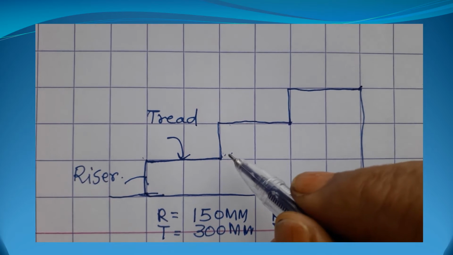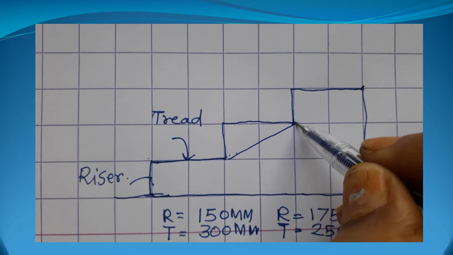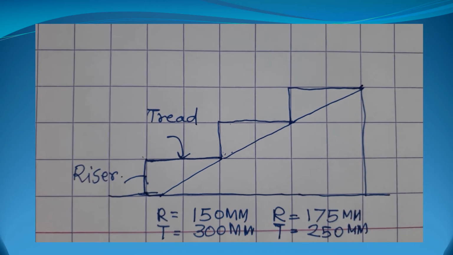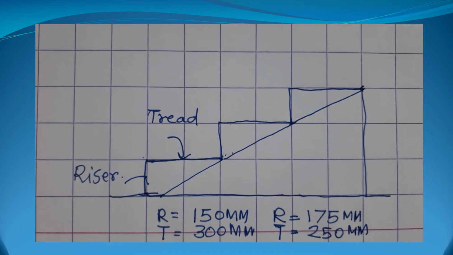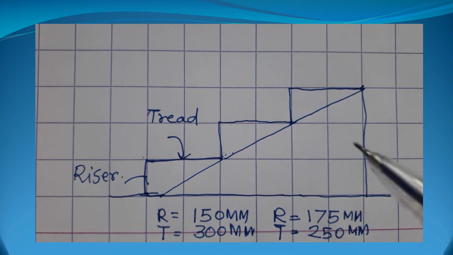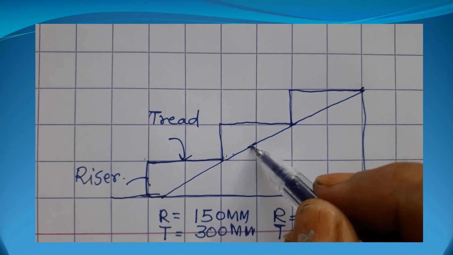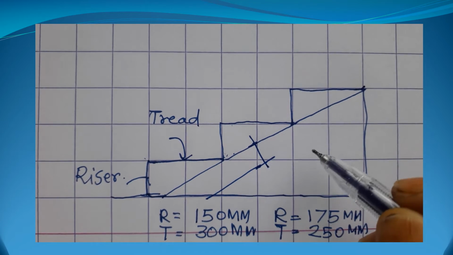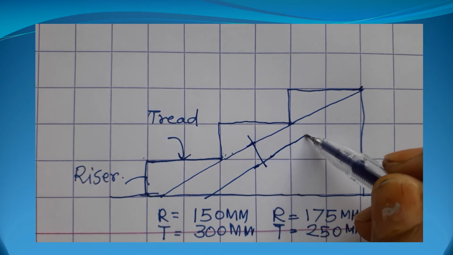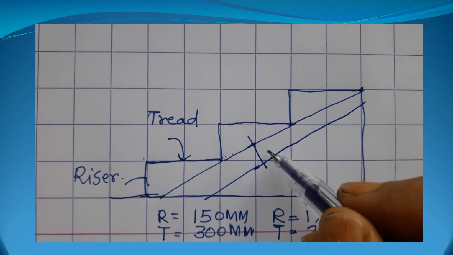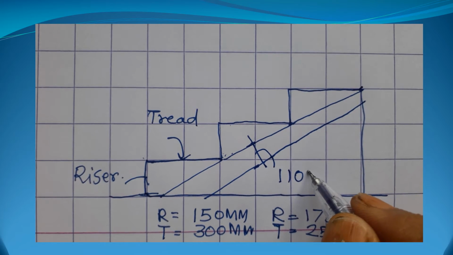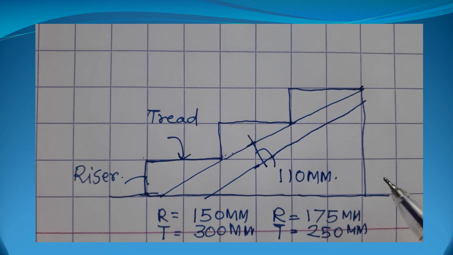Now join these points of the steps. This will give us the angle of the staircase. Considering that the staircase is made out of RCC, the thickness of the slab will be seen in the section. So the RCC slab thickness will be added at the bottom. This dimension will be 110 mm, which is the thickness of the slab.